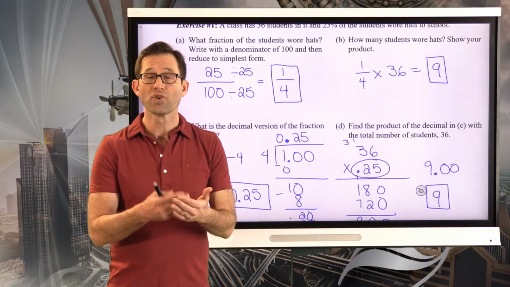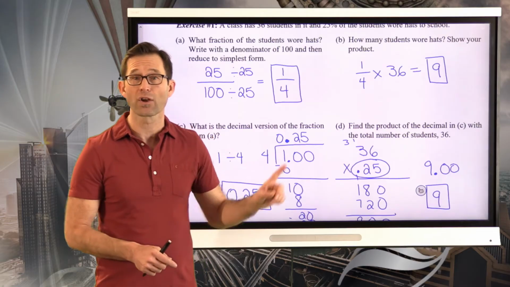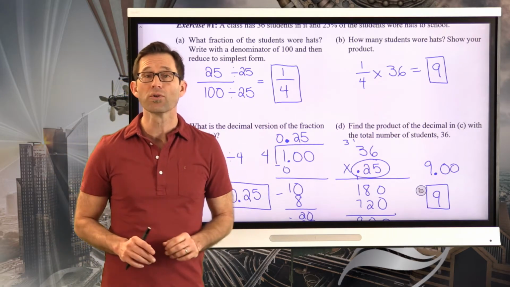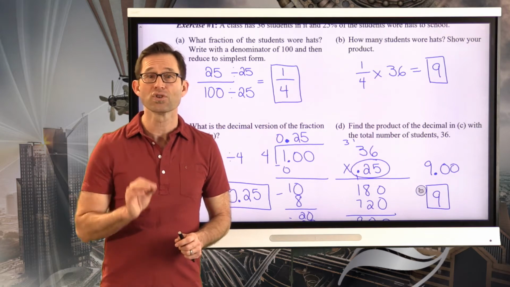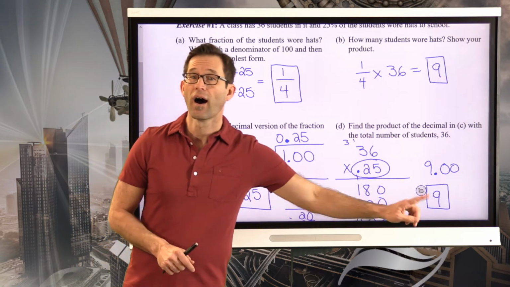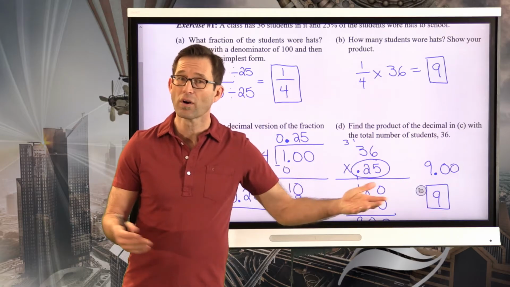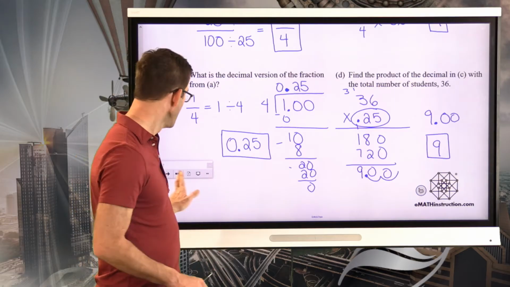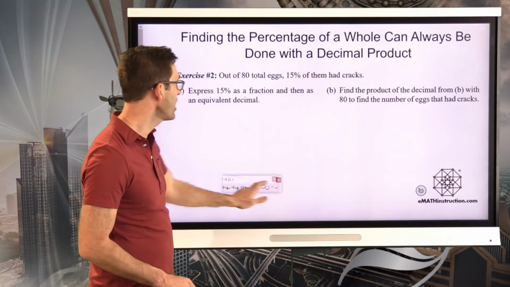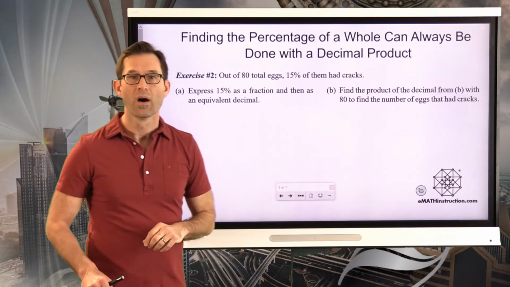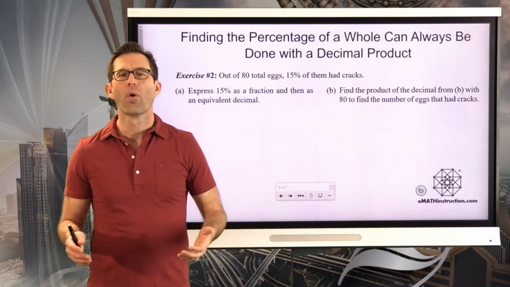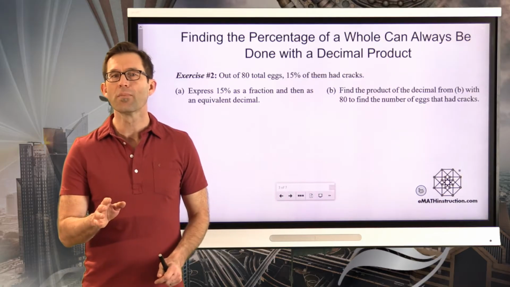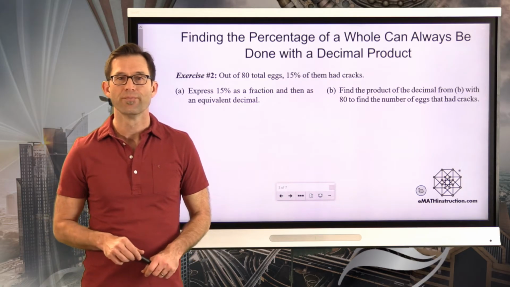When I multiply the total by the fraction, whether that fraction is in fraction form or decimal form makes no difference. When I multiply the total by the fraction that the part represents, I get the size of the part, or 9 kids wearing hats. Right? Very, very easy. So let's keep moving on. Let's keep thinking about this idea. Finding the percentage of a whole can always be done with a decimal product. So let's get a little bit of work with that in exercise number 2.